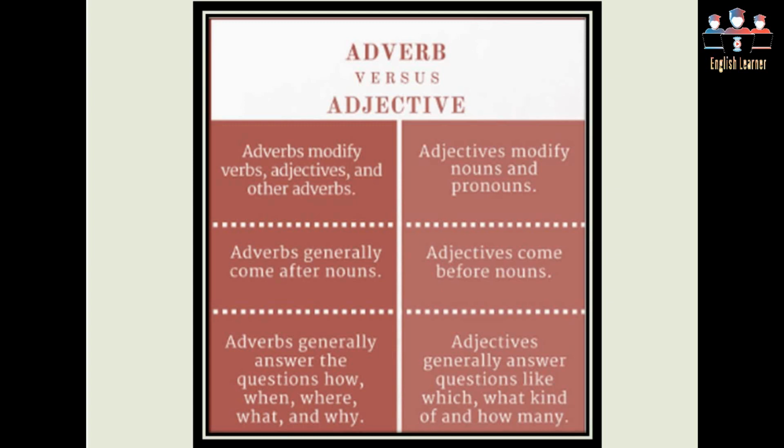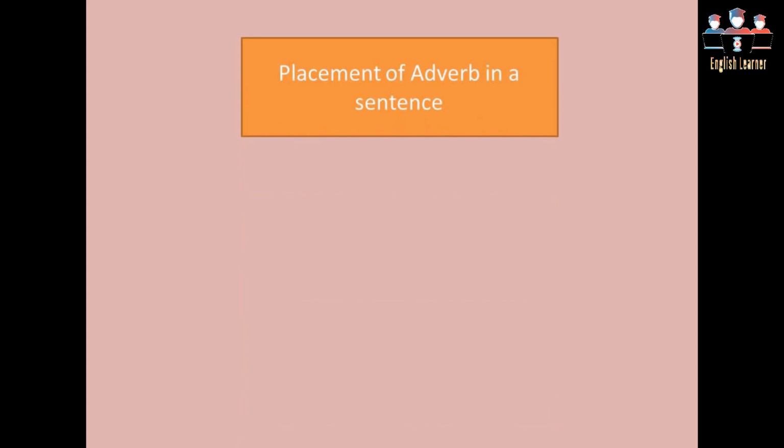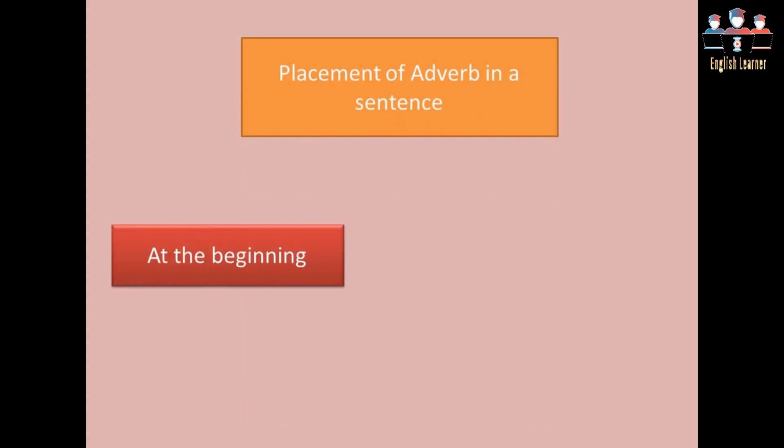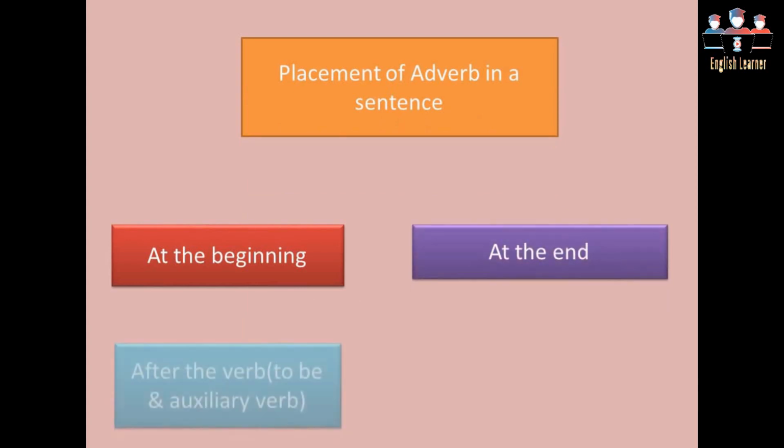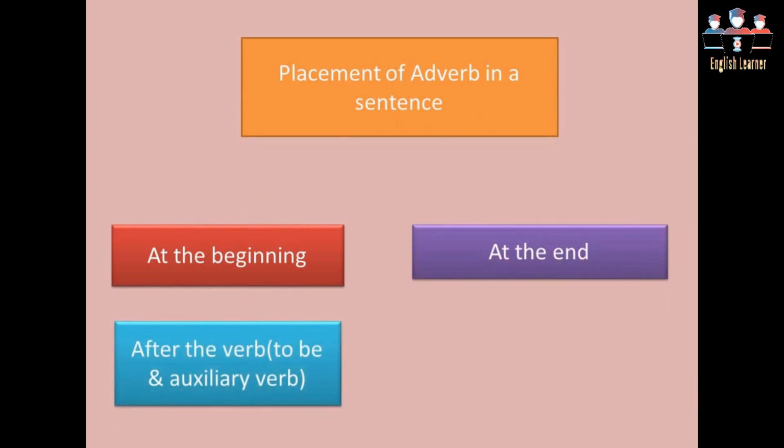Next, we're going to deal with placement of adverb in a sentence. Let's deal with it. Number 1 is at the beginning. Number 2 is at the end. Number 3 is after the verb to be or auxiliary verb. Number 4 is before all other verbs. Means these are the possible placements of an adverb in a sentence.